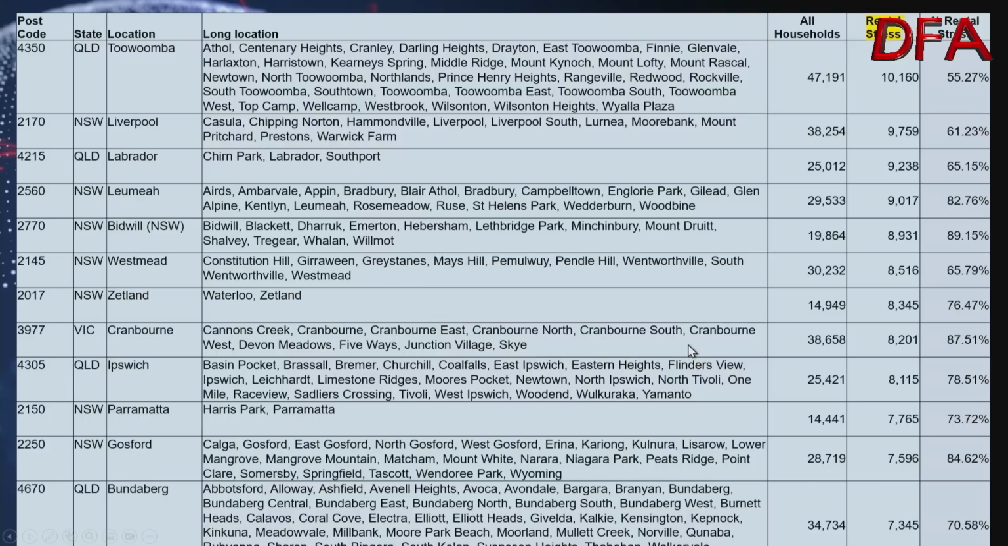Then down to Cranbourne again in Victoria with more than 8,000. Then we go to Ipswich and the areas around there with more than 8,000. Out to Parramatta and Harris Park with more than 7,700. Then up into the Central Coast around Gosford with more than 7,500. And up to the areas around Bundaberg with more than 7,300.